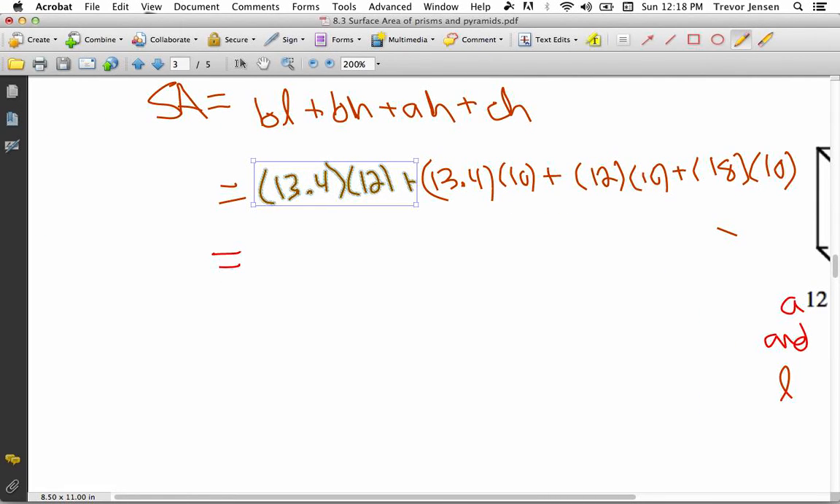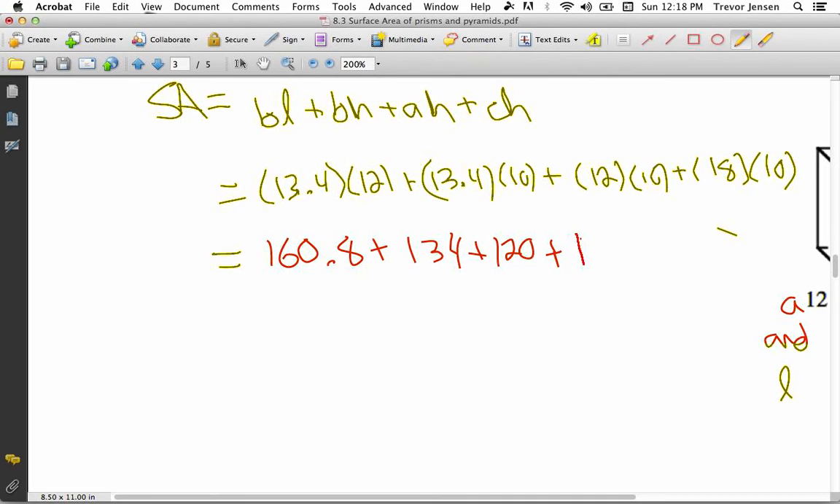Okay, so let's do this now. Let's evaluate this. So I have 13.4 times 12. Remember to do all the multiplication before any of the adding because order of operations tells us to do that. 13.4 times 12 gives me 160.8 plus 13.4 times 10 gives me 134. 12 times 10 gives me 120 plus 18 times 10 gives me 180. Now add these together. 160.8 plus 134 plus 120 plus 180. That gives me 594.8.